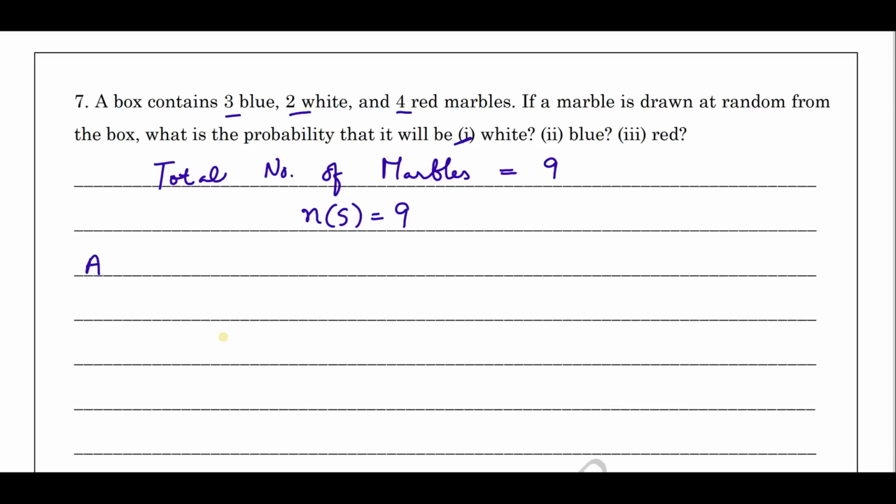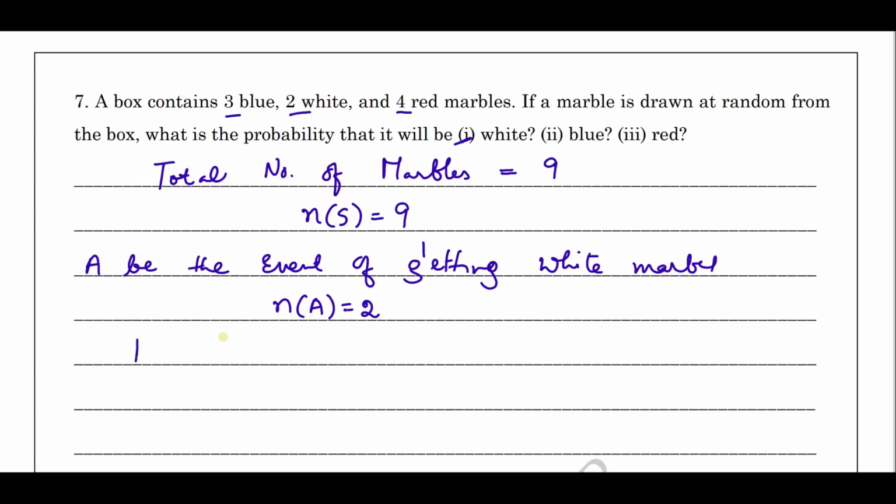So, let A be the event of getting a white marble. How many white marbles are there? It is 2, right? Therefore, N of A is 2. Now, probability of any event P of A equals N of A by N of S. N of A is 2. What is N of S? It is 9. Therefore, the probability of drawing the white marble is 2 by 9.